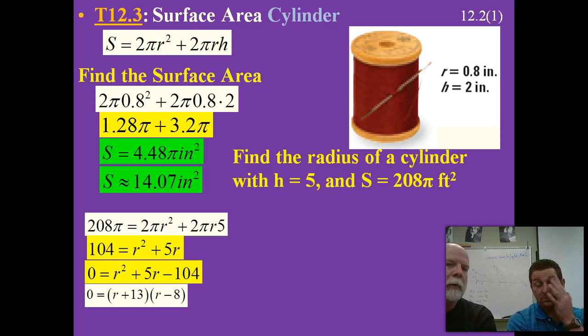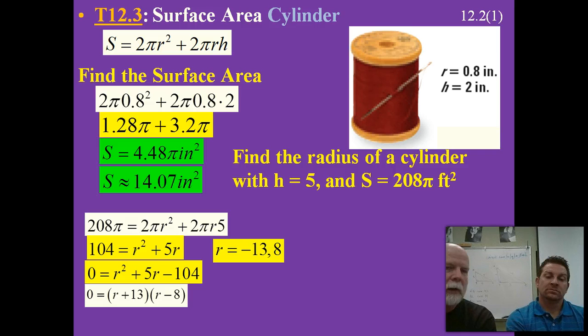Now, remember how to solve an equation like this. You're multiplying two numbers together to give you 0. One of them has to be 0. And so either r plus 13 is 0 or r minus 8 is 0, one of the two. And so that would give us negative 13 as one answer, and 8 is the other answer. Well, we can't have a radius of negative 13. That would mean the circle folds inside of itself or something. Who knows what that means? And so 8 is the only choice here. And so our radius has to be 8 feet for this particular example.